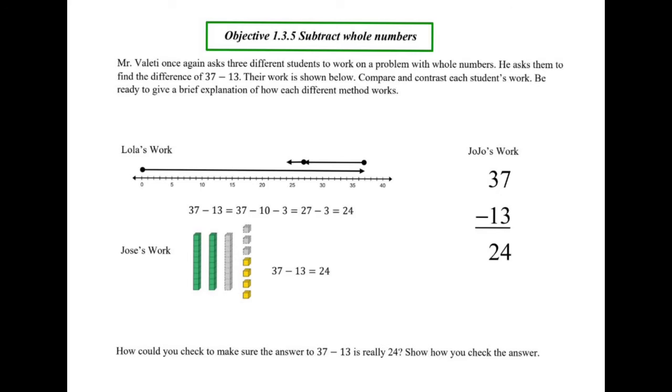Okay, so if you remember the situation we had in the last section with addition, Mr. Valetti once again asks 3 different students, but it's the same 3, to work on a problem with whole numbers. He asks them to find the difference of 37 and 13. So here's their work. Compare and contrast the students' work and be ready to give a brief explanation of how each different method works. Okay, so pause the video, look at all 3 of those, and then come back.